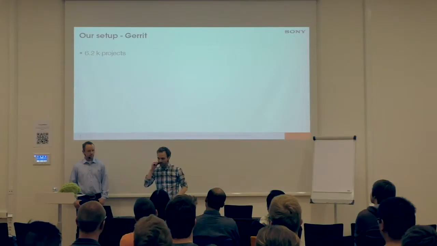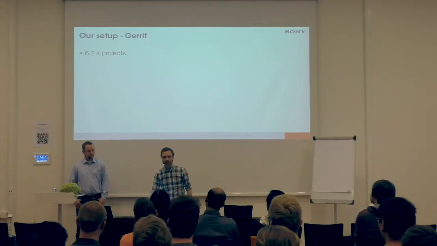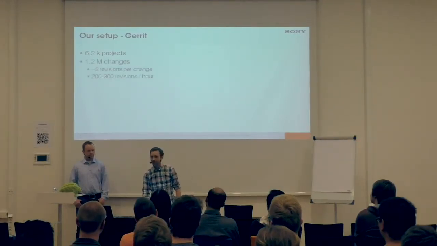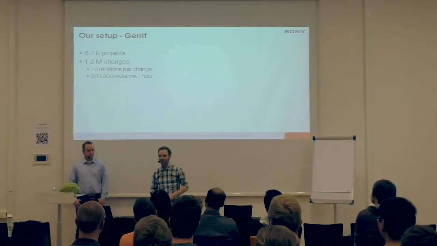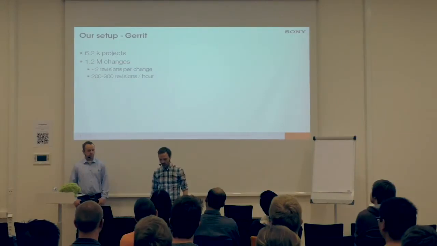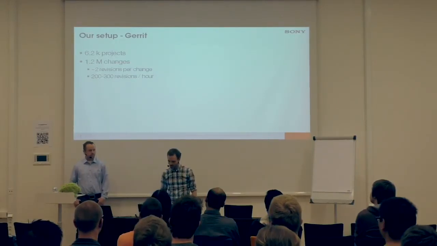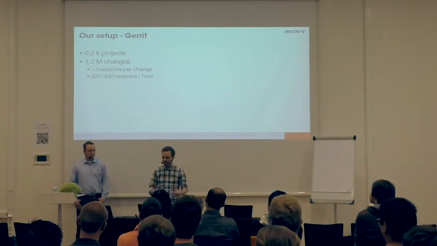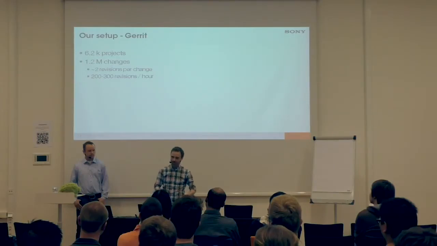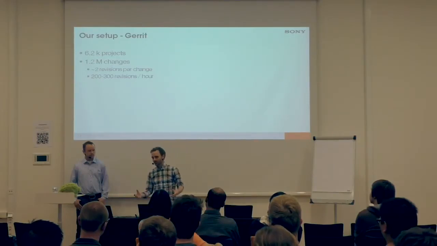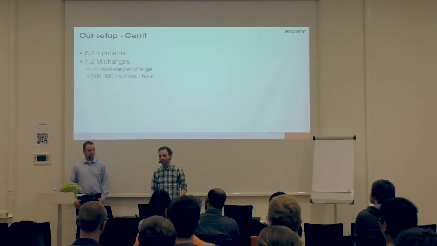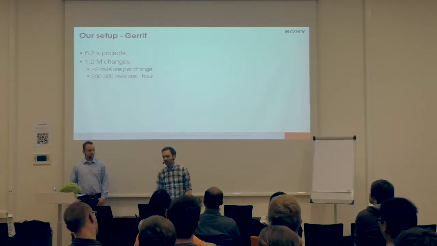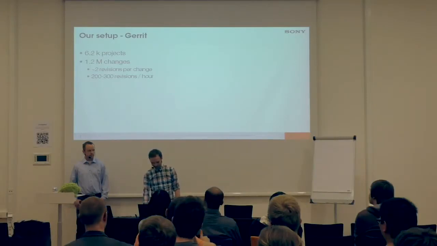In our Gerrit instance, we have 6,200 projects. Not all of them active, but the majority are. And since we switched to Gerrit during our Android era, this is 2009, so since 2009 our developers have uploaded 1.2 million changes. Now, as you know, a change goes through several revisions, and some changes go through 30, 40, 50 revisions, but the average per change is 2 revisions. I've even seen 99 revisions on one change, never 100. A bit annoying.